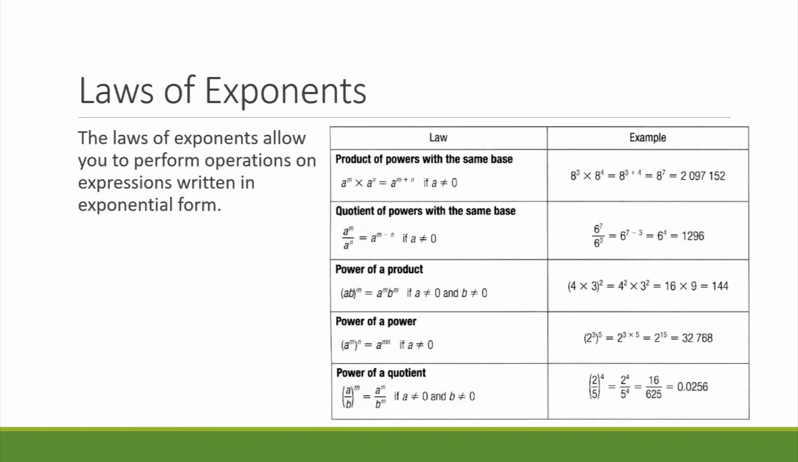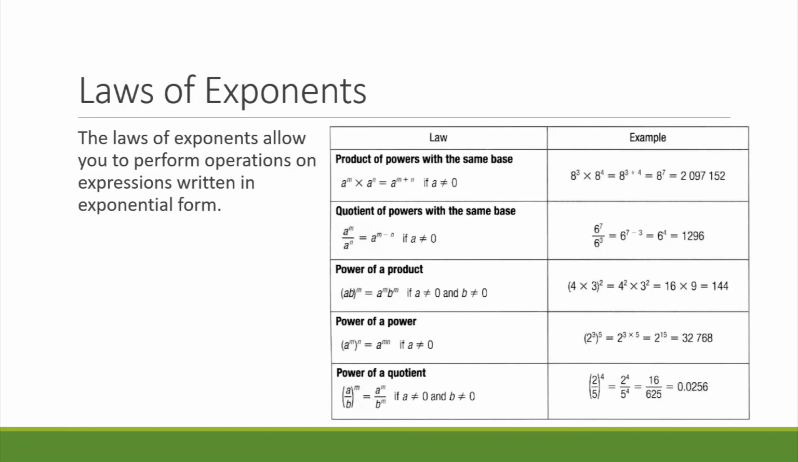be 144. If you have a power on top of a power, or an exponent of an exponent, so you've got a to the m power, all raised again to the n power, you multiply the two powers together, a to the m times n, assuming a is not equal to 0. As an example, 2 to the 3rd raised to the 5th means that we have 2 to the exponent of 3 times 5, which is 2 to the exponent 15, or 32,768.